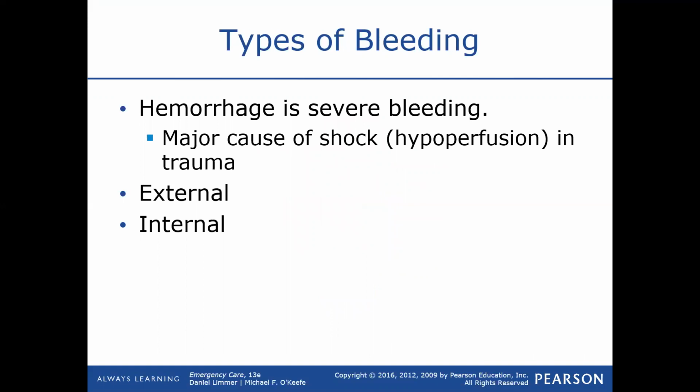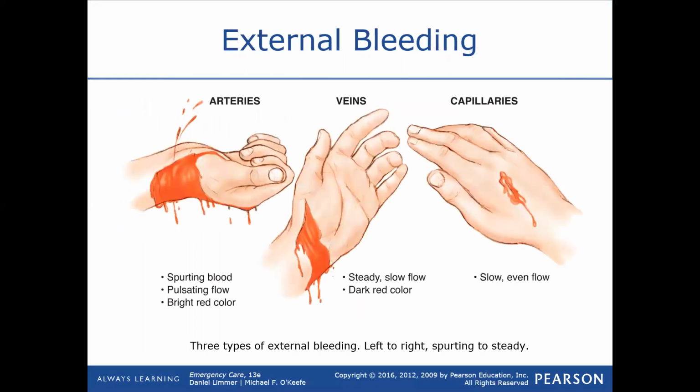Kind of semantics here, but a lot of times when we actually use the word hemorrhage, we're talking about a severe kind of bleeding. It's a major cause of shock, hypoperfusion, and trauma, and it could be internal or external. If we're saying somebody's bleeding, that's one thing. But if we use the word hemorrhage, we're usually talking about severe type of bleeding.